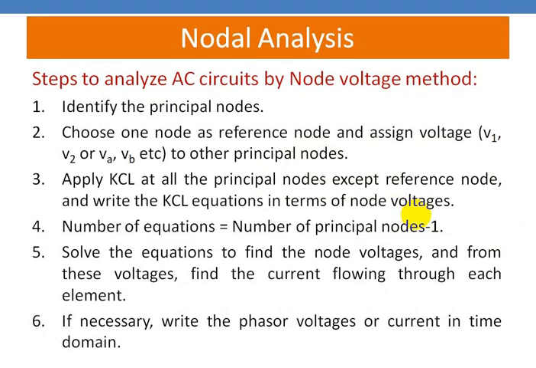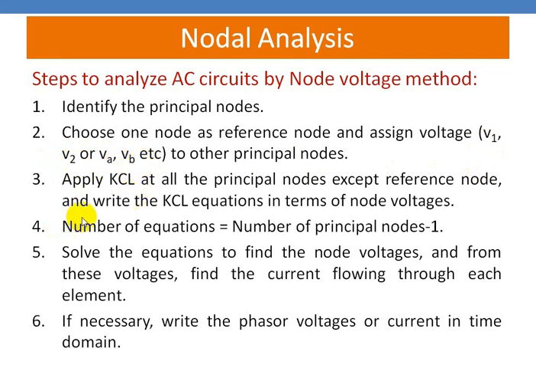So first step is we have to identify the principal nodes and we have to choose one node as the reference node, and for all other nodes we have to assign some voltages like V1, V2 or VA, VB, etc. So V1 indicates voltage at node 1, V2 indicates voltage at node 2. Otherwise we can name like this also. If the node is named as A, then VA indicates voltage at node A, VB indicates voltage at node B.